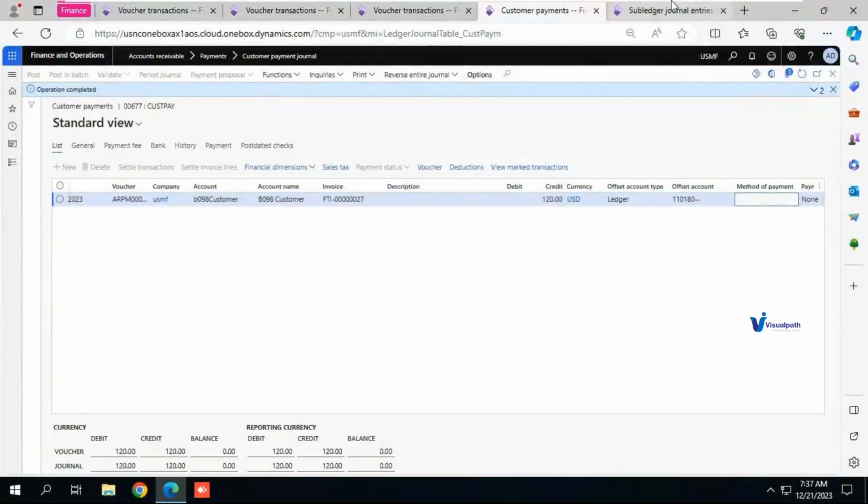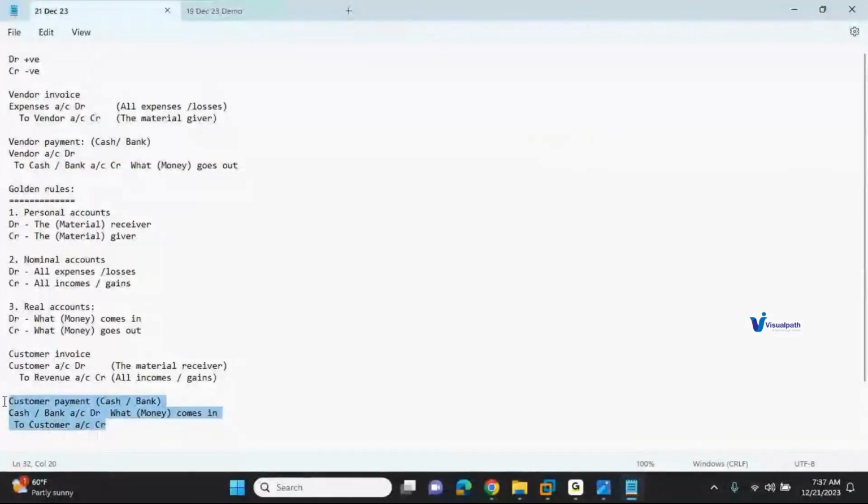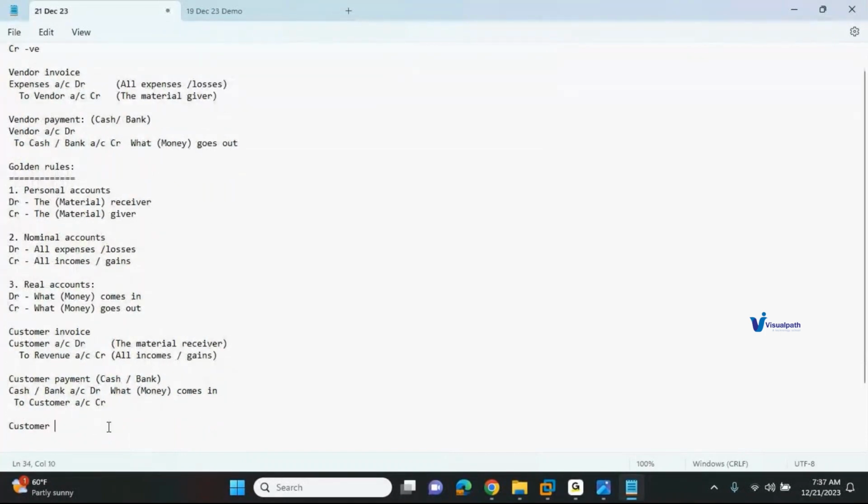Fine. If it is a bank payment, the customer is paying money by check. Customer is giving a check. In our Indian language, check means CHEQUE, but as per English, it is CHECK. So in the system, we cannot enter it as a check field. It is called the payment reference number.